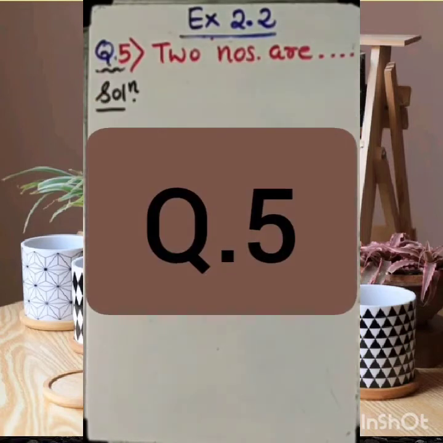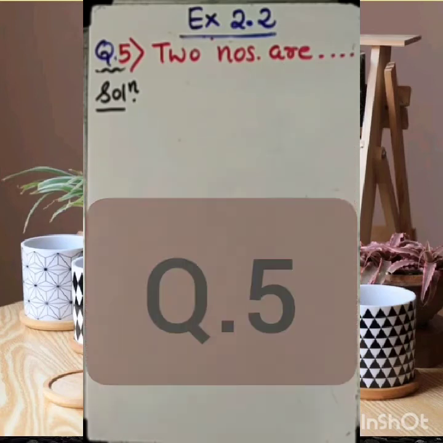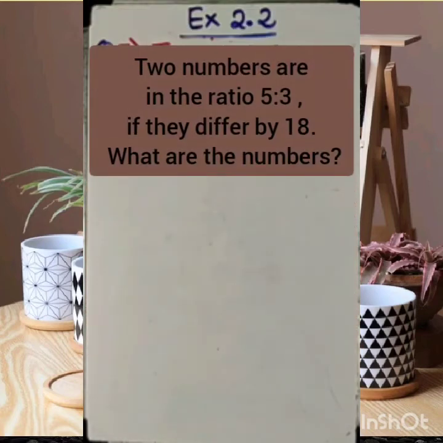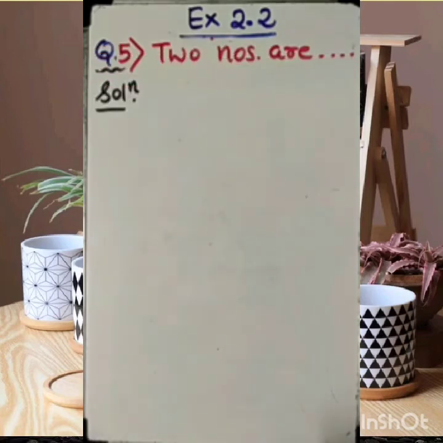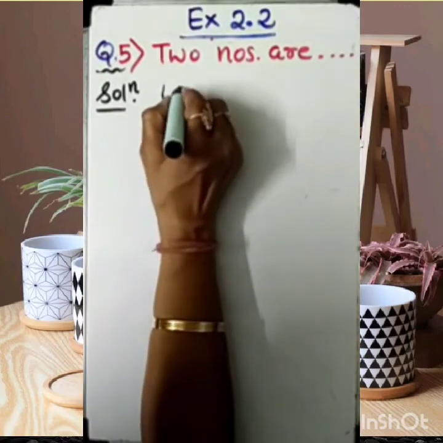So dear student, question 5 is here in front of your screen. The question is quite easy. What are we given? Two numbers are in the ratio 5:3. If they differ by 18, what are the numbers? Okay, very simple, very easy. The ratio of two numbers we are given, so we need to start with that.